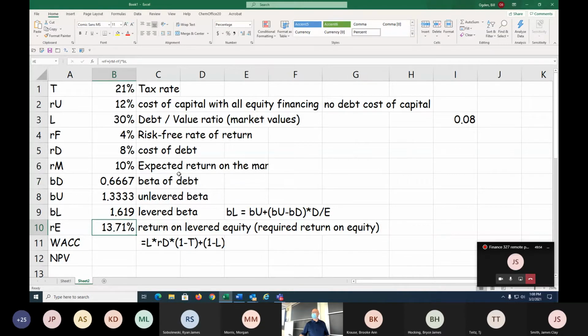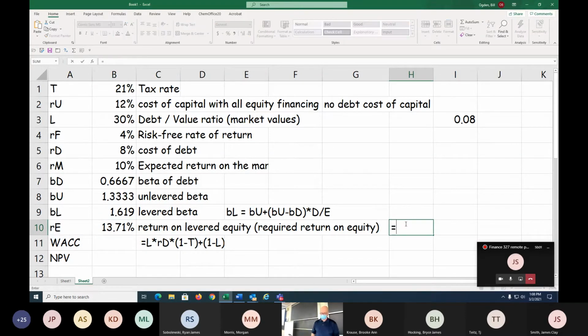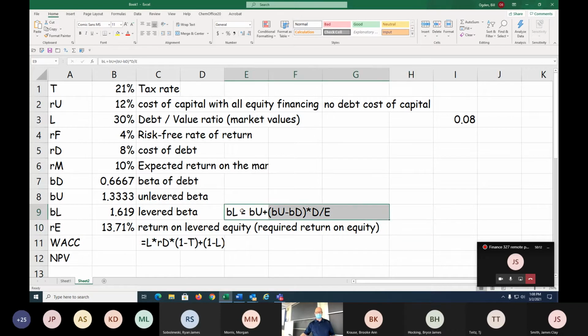Okay, how else can we do this? We can do this another way. Let's get the exact same answer. Remember how we just did this beta right here? If we substitute r's for every place we see a b, we'll get the required rate of return. Okay, let's do that.